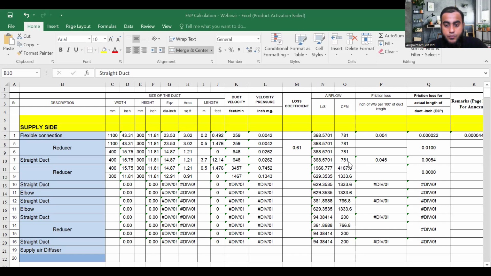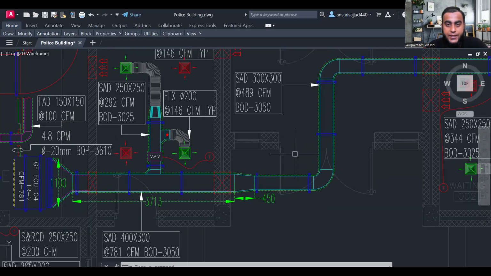Why have we not put C here? We have done it in the straight duct. Why have we not put C? We have taken 781 in the Excel sheet. See? Come here and let me know, please, all of you. Before reducing, what is our flow value? Whatever, 781. After reducing, in the AutoCAD file, the value is 489. So just enter that value here.